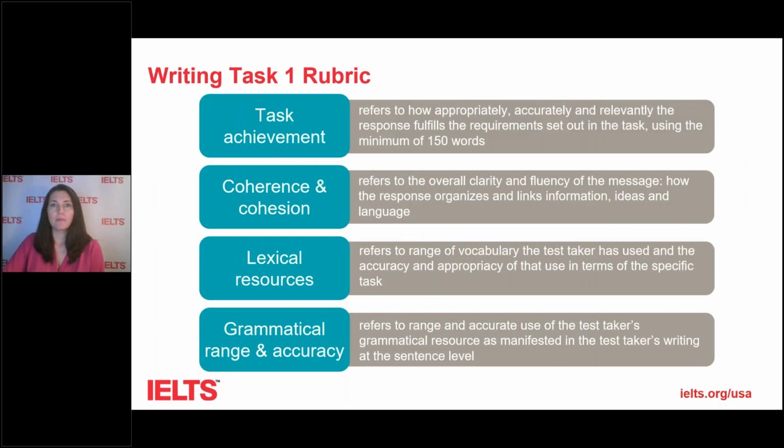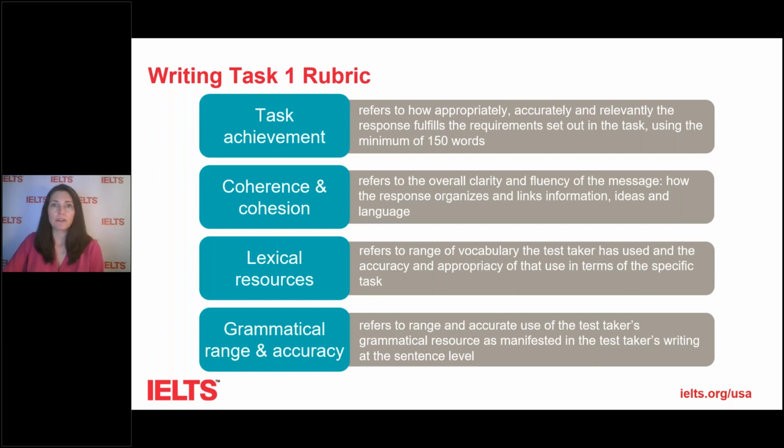You're assessed on 4 different criteria in both task 1 and task 2. First is task achievement, and this is how appropriately you're responding to what you're being asked to do, and whether you have met the minimum word count. The second area is coherence and cohesion, and this refers to your organization of ideas and how you've linked your ideas between paragraphs and also between sentences.